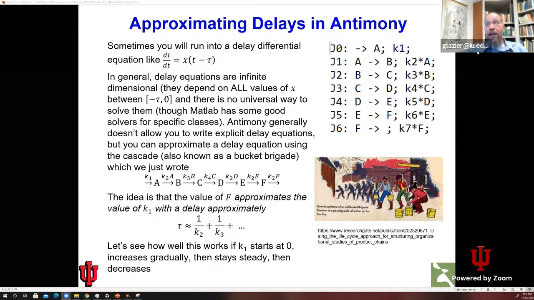If there's a delay, then dy/dt equals x of t minus tau depends not just on the value of x at t minus tau, it depends on the value of x all the way between times t minus tau and t. So instead of depending on a single value, it depends on a continuous infinity of values. And that means fundamentally, even though the equation looks like a one-dimensional equation, it's actually an infinite dimensional equation.